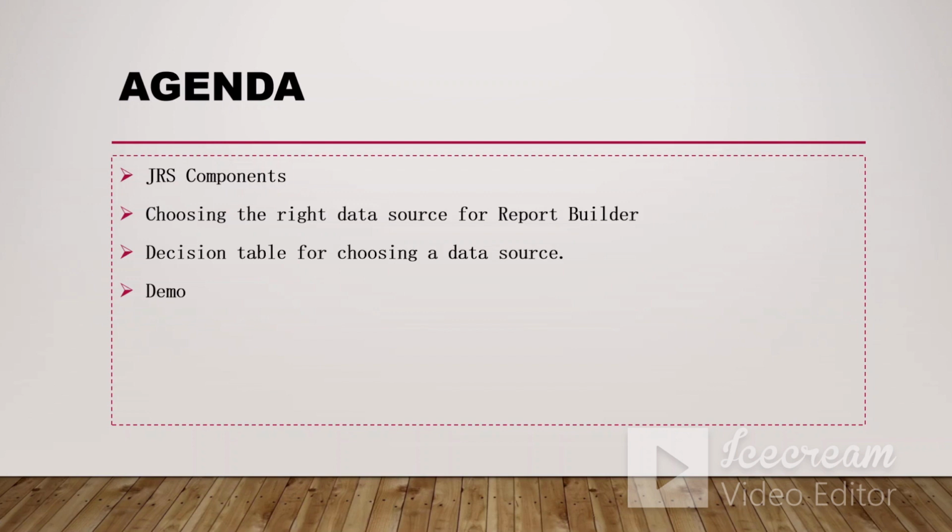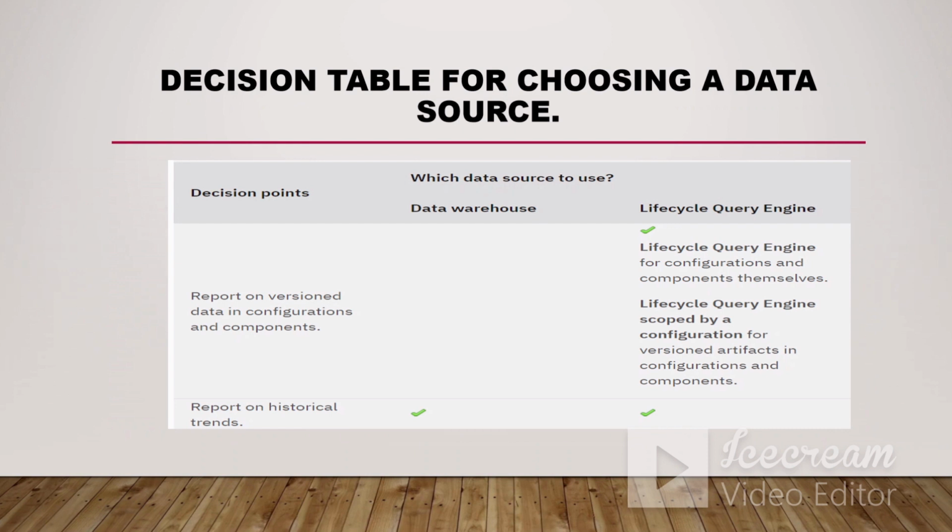Now we're going to see the decision table. Here you can see a comparison between data warehouse and lifecycle query engine based on some parameters. First one is reporting on version data in configurations and components. When you have to gather reports for version data, the lifecycle query engine will be the most suitable. And if you want data from historical trends, then both are good.